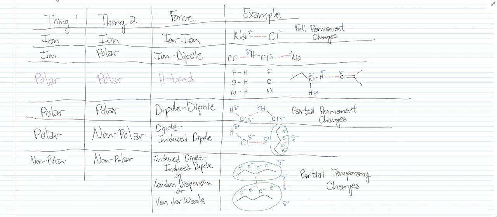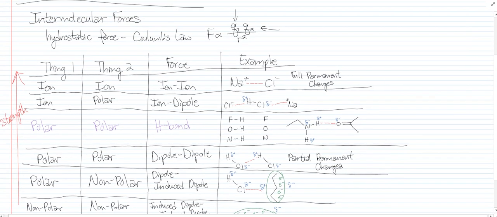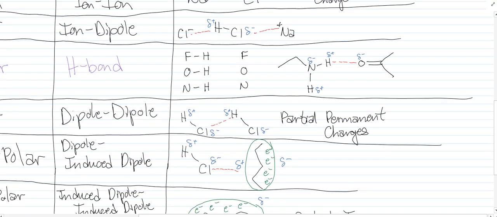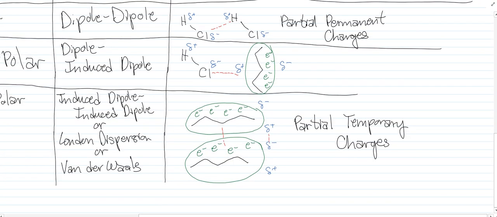Now this chart is listed in terms of increasing strength, or decreasing strength, whatever. But going up, the strength increases. So why is that? Well, because the force of attraction, I know I've said this a million times, is just based on the charges that are felt and the distance between those charges. So if I have stronger charges, I'm going to have a stronger intermolecular force. So looking at this, what's the strongest charges? Well, ion charges are full all the time, full permanent charges. That's going to be stronger than a dipole, which is partial permanent, and induced dipole, which is a partial temporary charge. And then the other ones fall in between there.